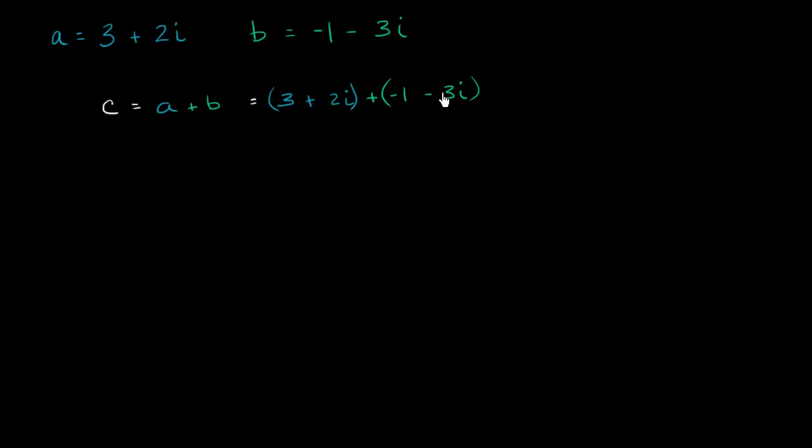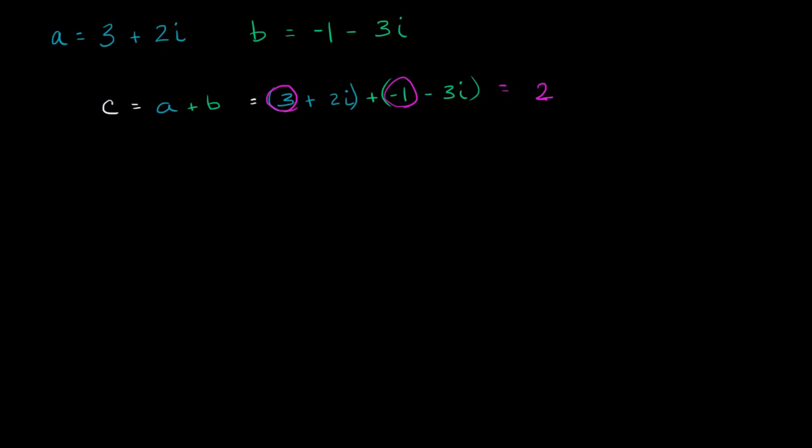Now, how would we actually add these two together? Well, we can't add a real part to an imaginary part. That's why this is about as simplified as you can get. But I can add real part to real part and imaginary part to imaginary part. So I could add the 3 to the -1 to get 2. So I get a real part now of 2.